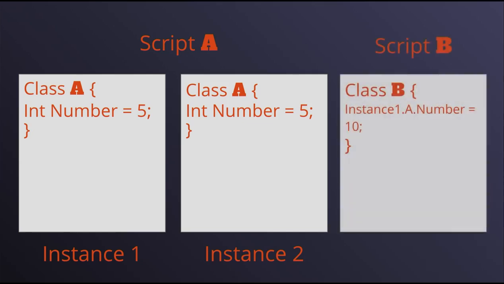Now let's say that we were able to control everything within these classes from an external source, like another script called B. Now if we use B to change the value of the number integer from within the first instance of class A from 5 to 10, the second instance would still remain the same. It'd still remain at 5. The reason why is because the number variable is non-static. It can have different values amongst the instances of class A. So in the first instance of A, it is 10, and in the second, it's still 5.